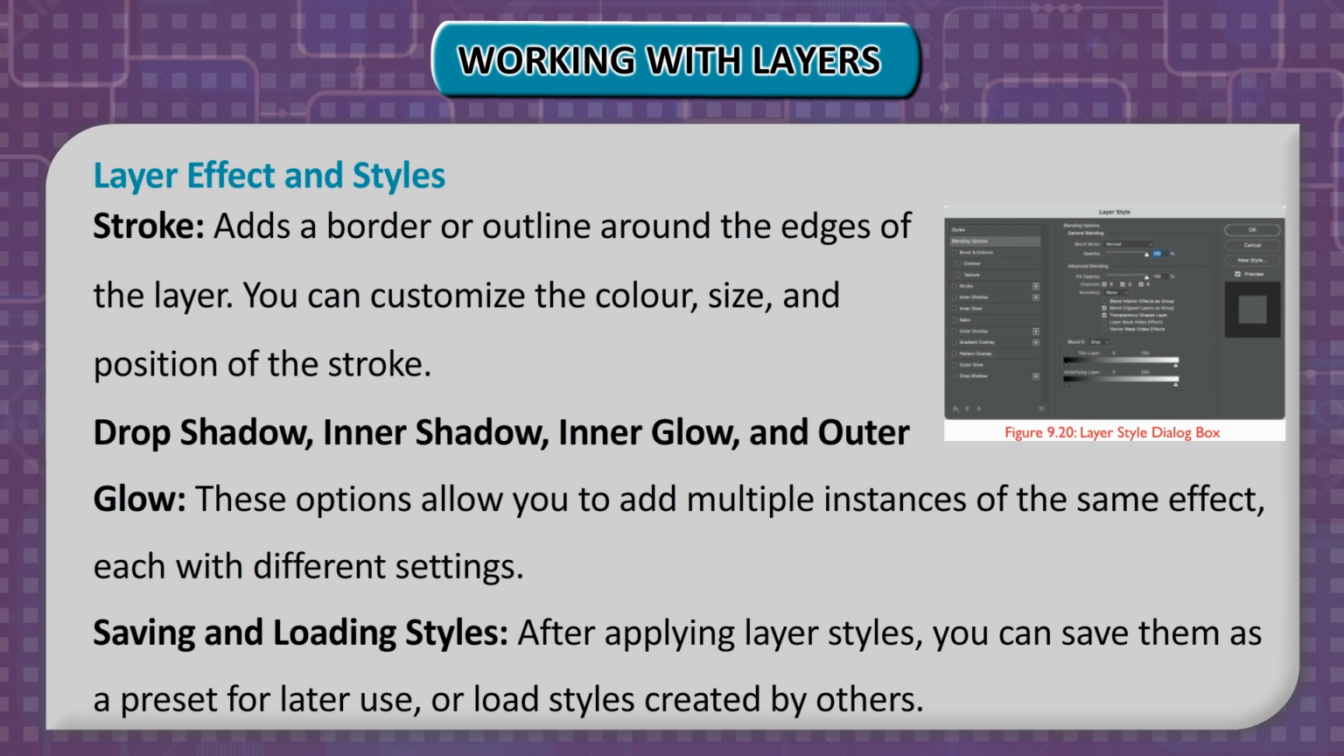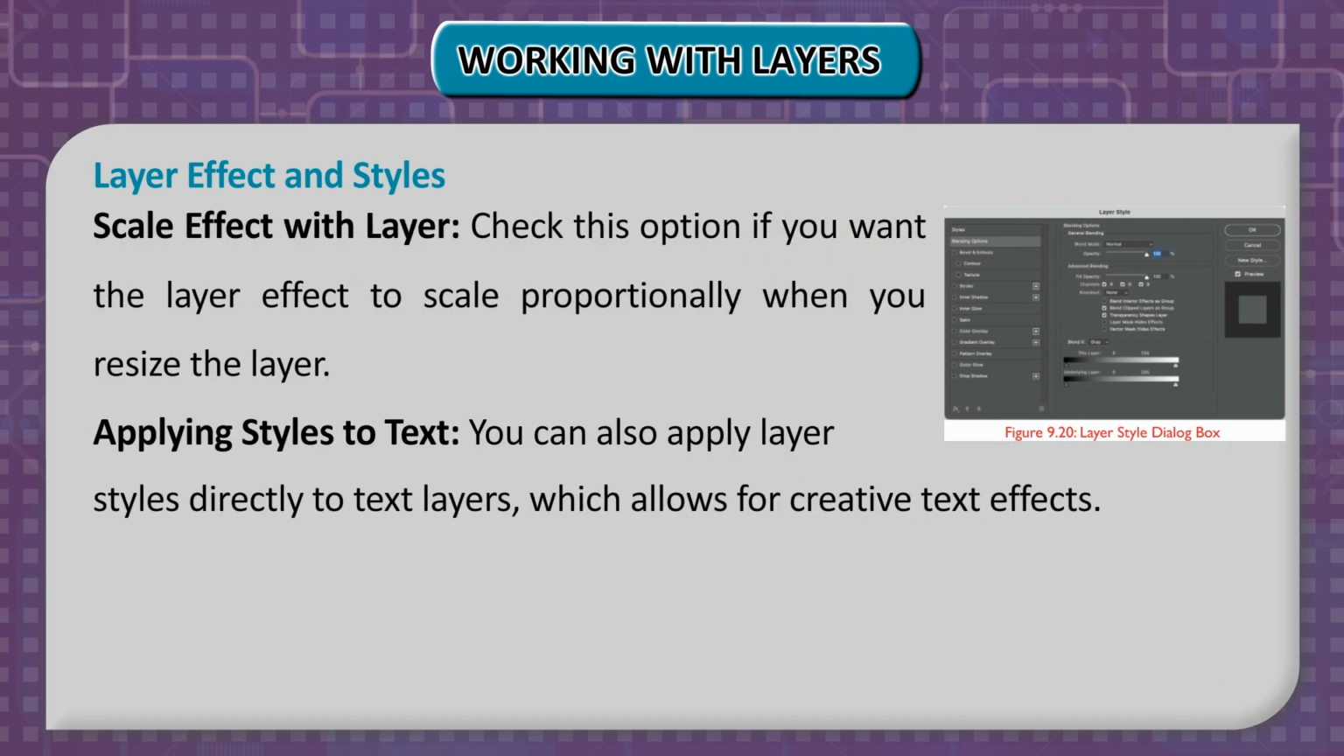Drop shadow, inner glow, and outer glow. These options allow you to add multiple instances of the same effect, each with different settings. Saving and loading styles. After applying layer styles, you can save them as a preset for later use, or load styles created by others. Scale effect with layer. Check this option if you want the layer effect to scale proportionally when you resize the layer. Applying styles to text. You can also apply layer styles directly to text layers, which allows for creative text effects.